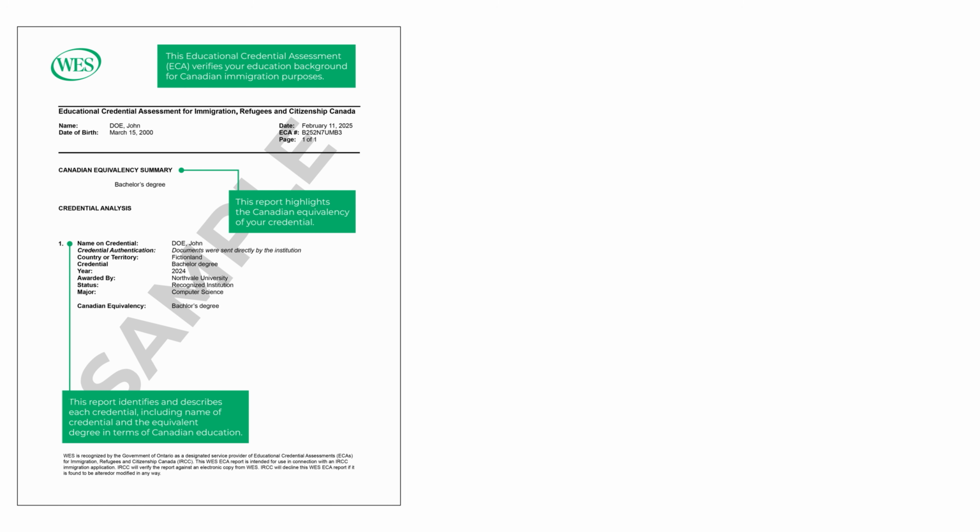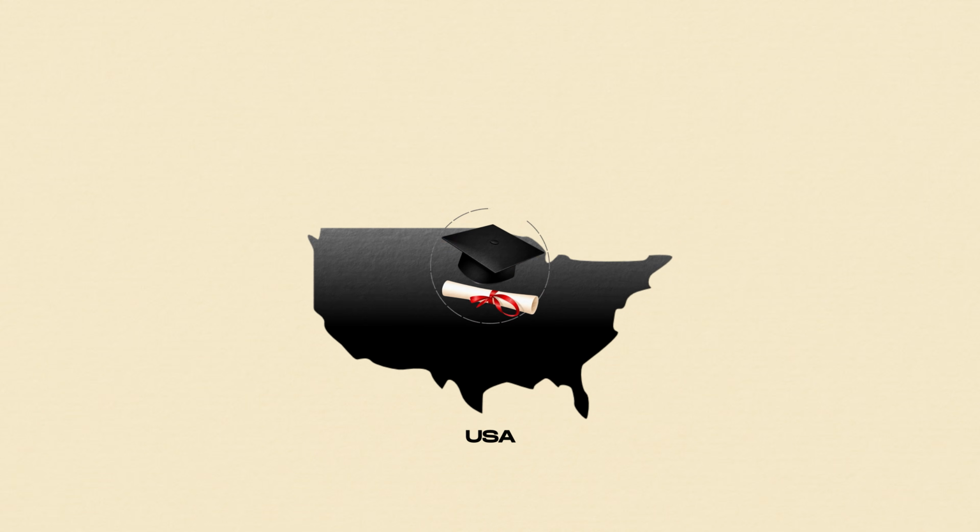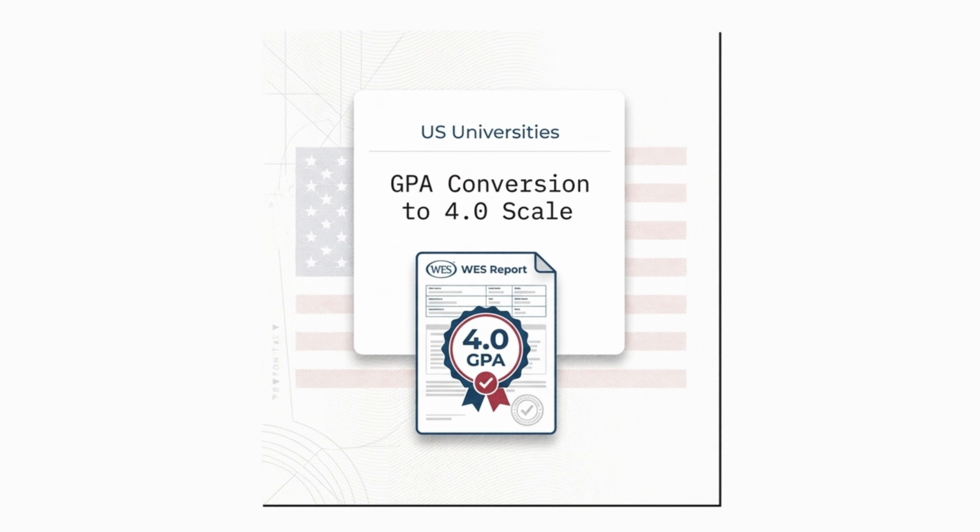So you need to submit this ECA report as a part of your PR application to the IRCC, or you may be using this to pursue a degree in a country like the US. So you want to actually convert your GPA from, let's say, a 10-point scale to a 4-point scale.